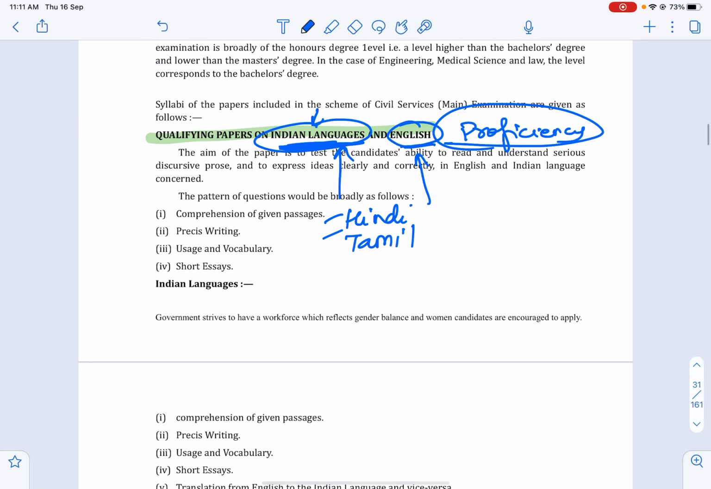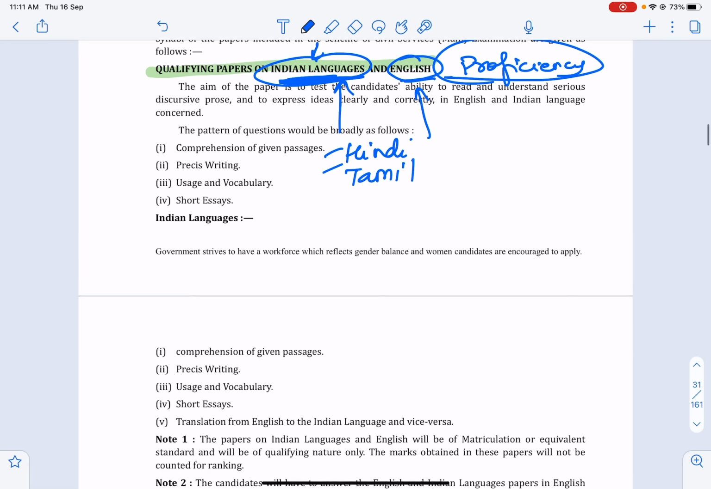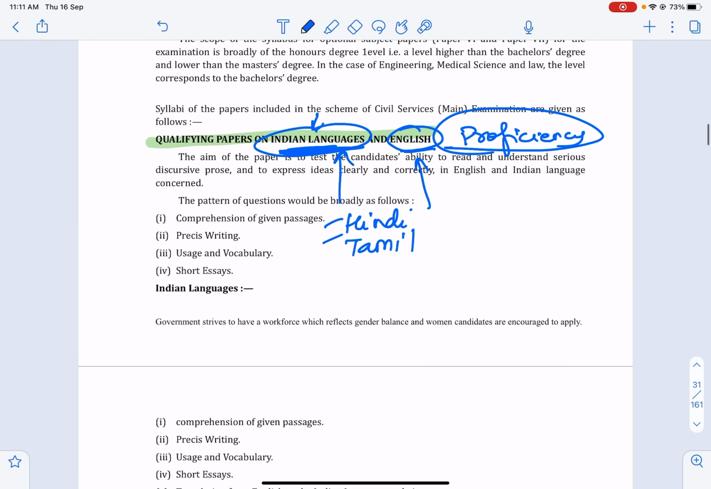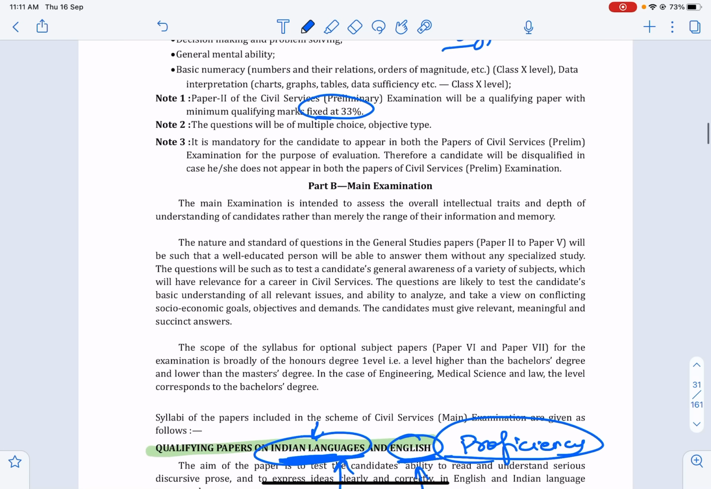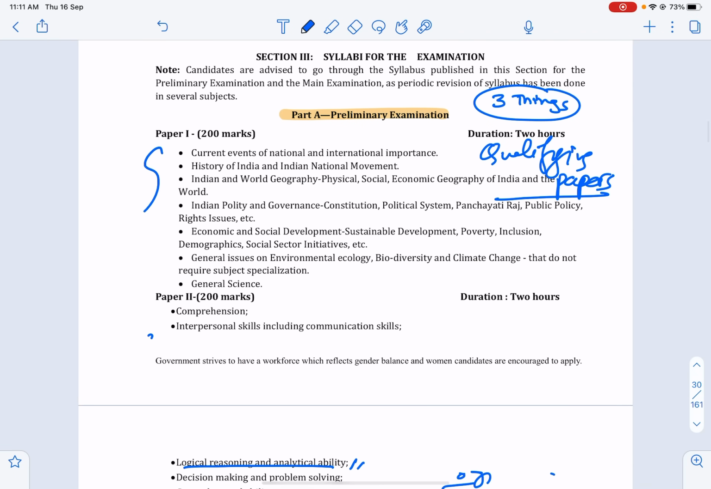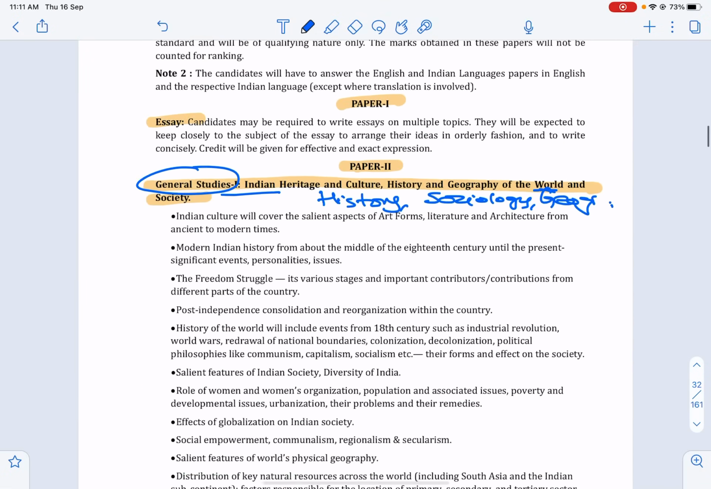English is also very simple. It requires very simple understanding of English. So it is just to have some proficiency, because of course as an officer you will need some proficiency in English and maybe one of the Indian languages. All right, so these are easy things. Now let's get on to the main thing. I'm going to tell you about the entire preliminary from the mains exam syllabus itself.